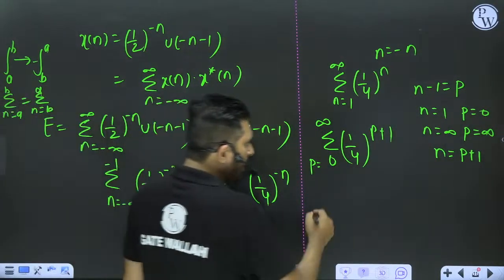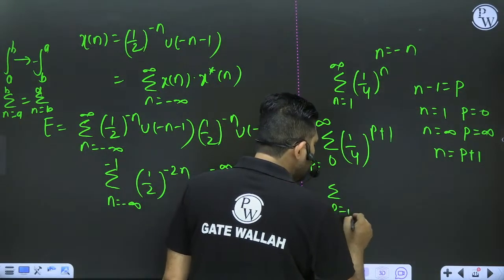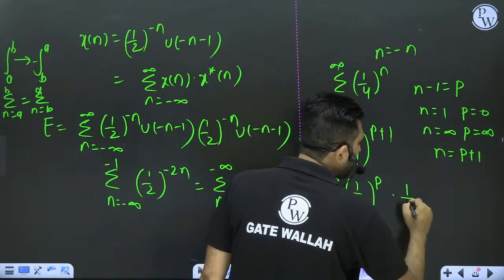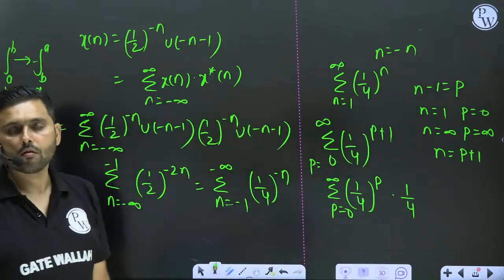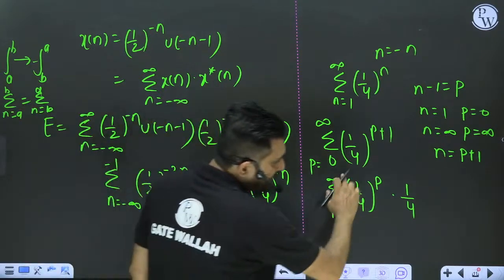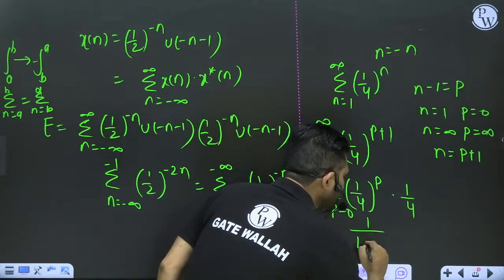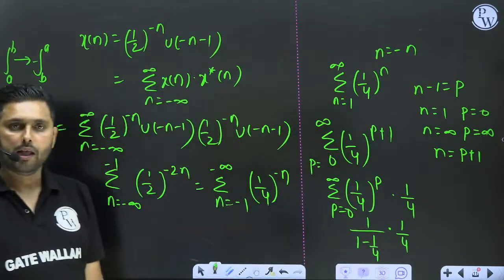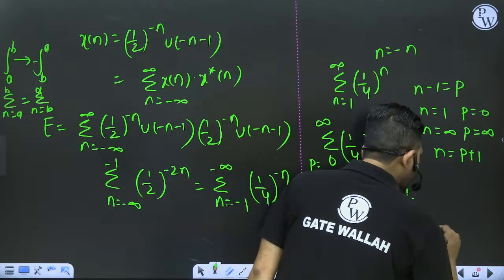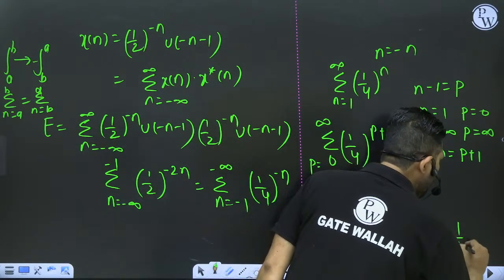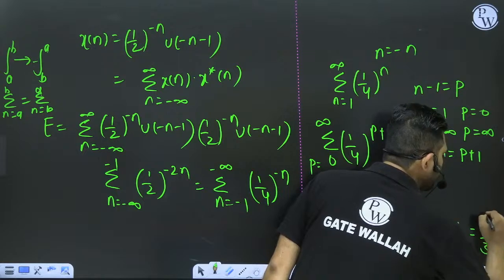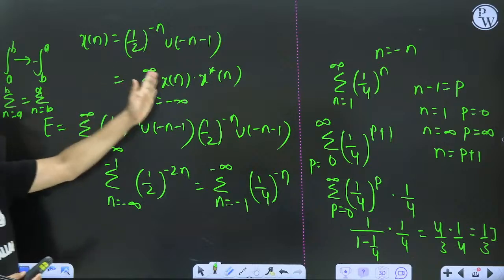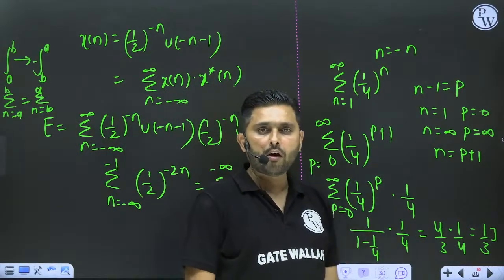How will you write it? I can write it as the sum over p from 0 to infinity of 1 by 4 to the power p, into 1 by 4. And this is the infinite GP series formula: 1 upon 1 minus 1 by 4 is the answer, multiplied by 1 by 4. When you solve this, it is 4 by 3 multiplied by 1 by 4, which gives 1 by 3. 1 by 3 joule is the energy for this function.